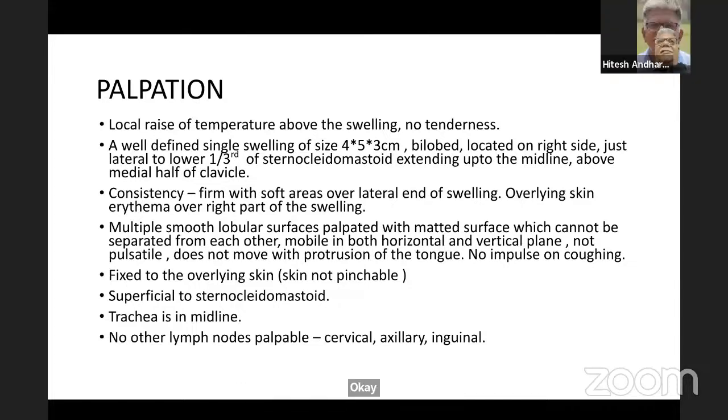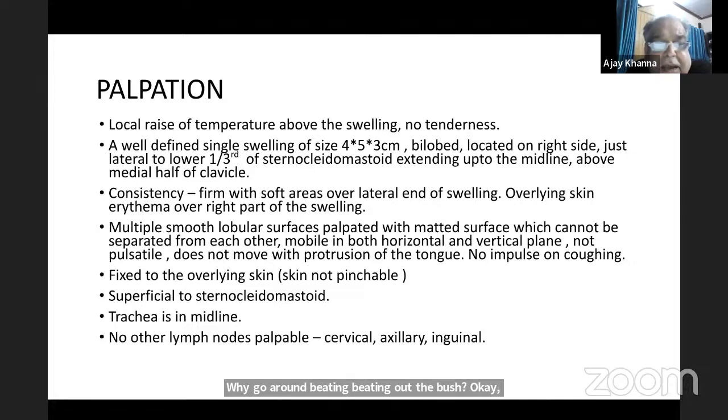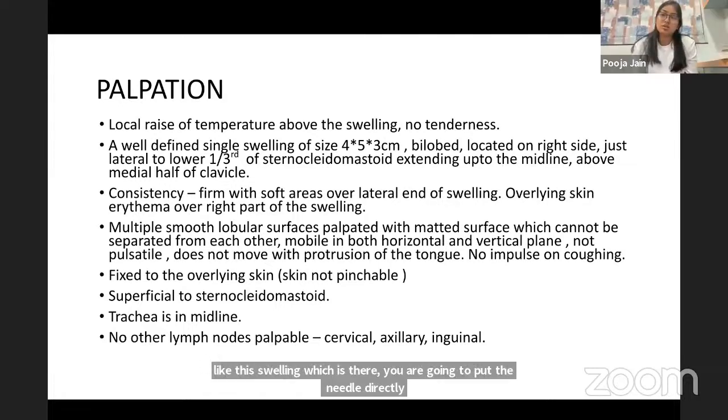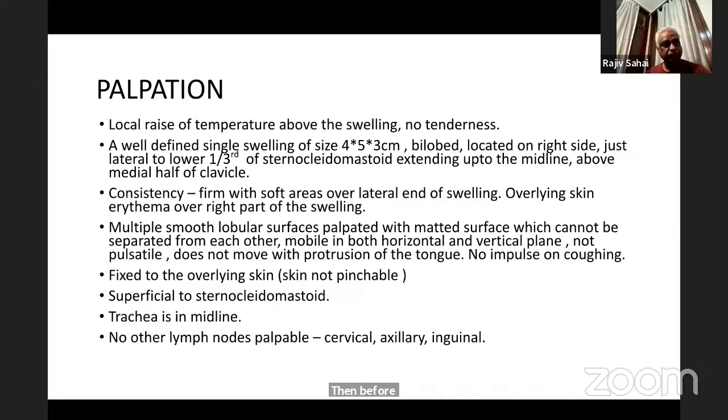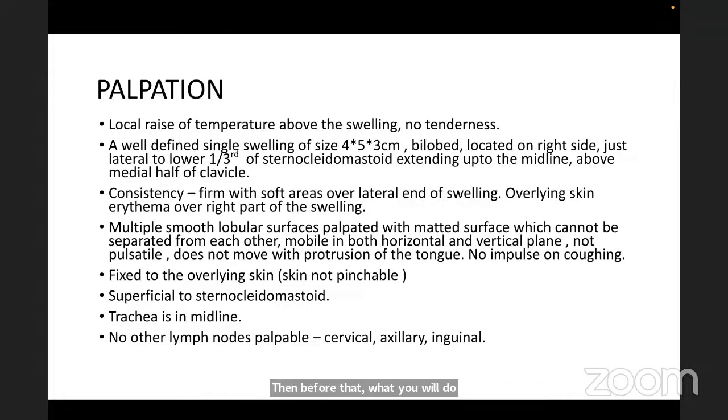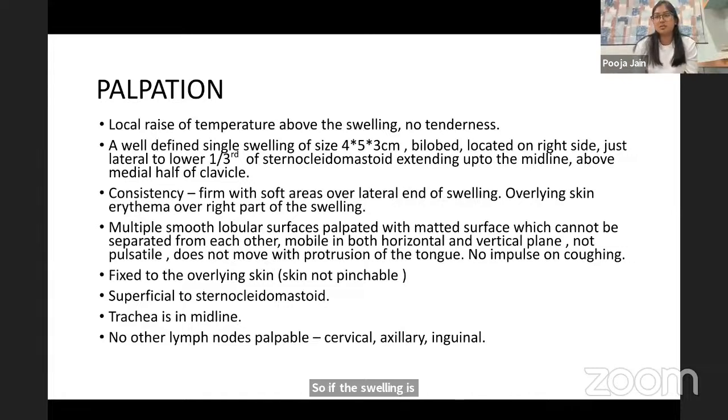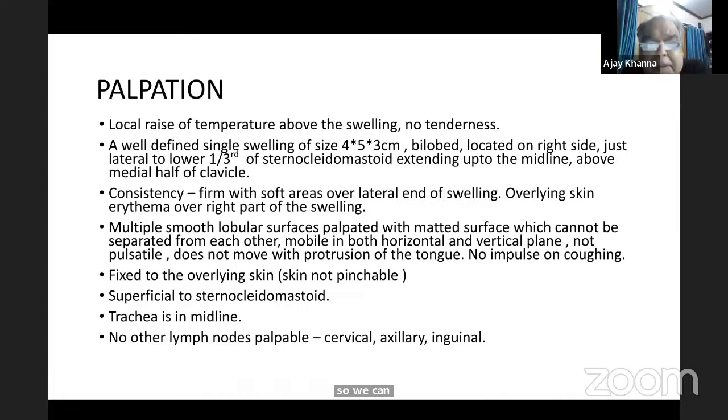Your provisional diagnosis should have been easier. Why go around beating around the bush? Okay. So now what do you do? Cervical swelling, like this swelling which is there, you are going to put the needle directly? No, sir. Then before that, what will you do? Sir, if the swelling is just firm, then we can do sputum tests, sputum AFB. No, coming to the confirmation of the diagnosis. We have to confirm the diagnosis. Are you going to put the needle directly, or before that, are you going to do something?